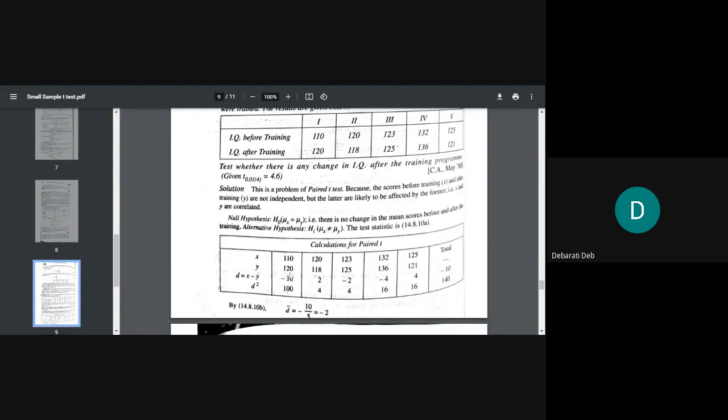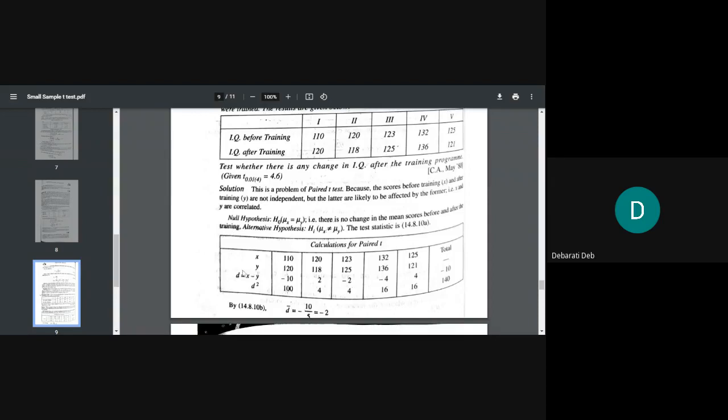For X, they will be 110, 120, 123, 132 and 125. And Y values will be 120, 118, 125, 136, 121. Thus D. These two calculations are important. Always remember, in paired t-test, in the table you have to do these two calculations. One is D and one will be D square.